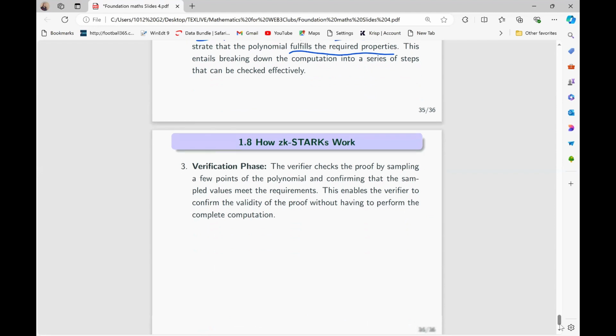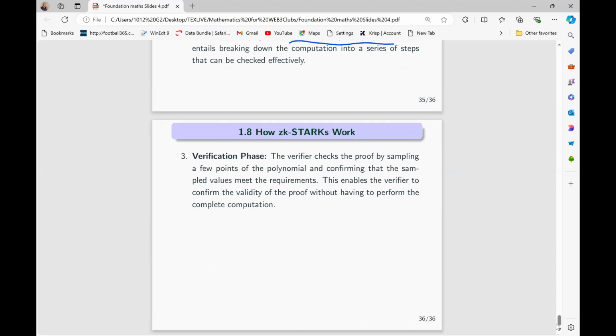The verifier comes in at the verification phase. The verifier checks the proof by sampling a few points of the polynomial and confirming that the sampled values meet the requirement. This assists the verifier to confirm that the proof is valid and therefore the computation is complete, and so the transaction can proceed. So that is how ZK stacks work.